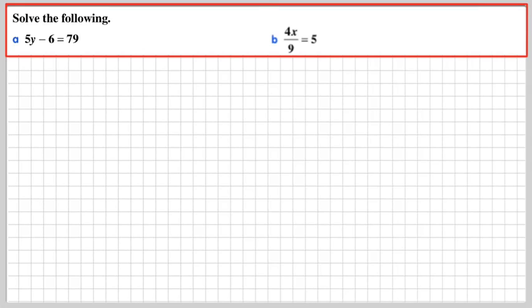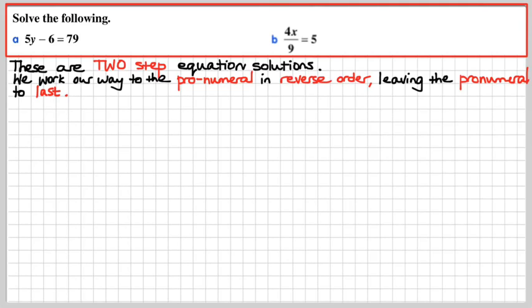So what else have we got here for you? We've got these beasties. Now we've got to solve these. These are two-step equation solutions. So basically, when we have these two-step equation solutions, we work our way back to the pronumeral in reverse order, leaving the pronumeral to last. So in other words, we're going to operate on this 6 term here and leave the y term till last. That's what I mean by reverse order. Because in this expression here we've taken 5 times y and we've subtracted 6 to get 79. So we're going to first start on the 6 and then go back to the 5y term to get y. That's how we do it.